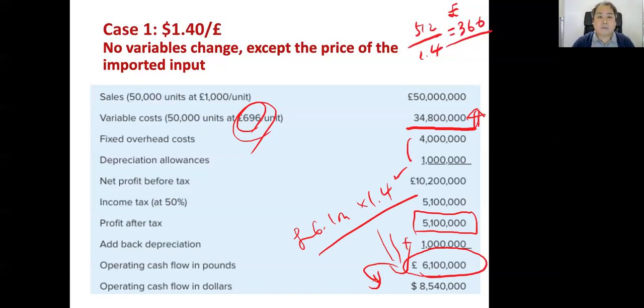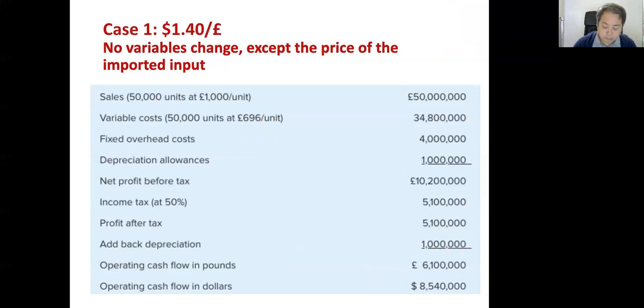So the competitive effect is the increase in cost. The conversion effect is the decrease in the dollar cash flow, the dollar operating cash flow. Okay.